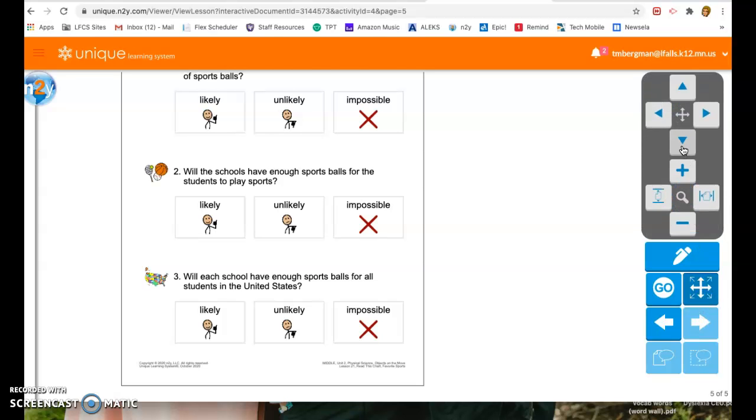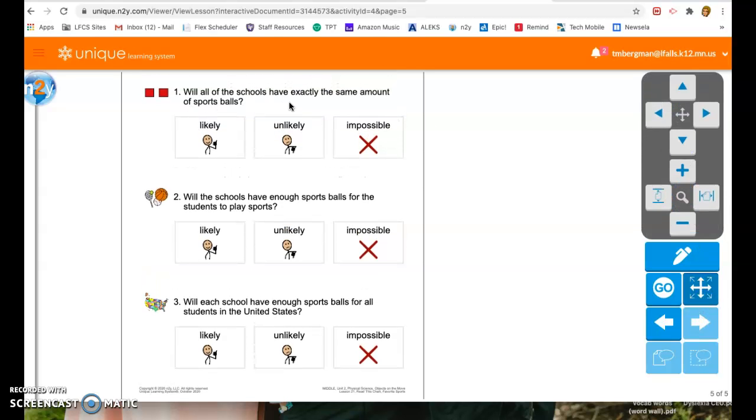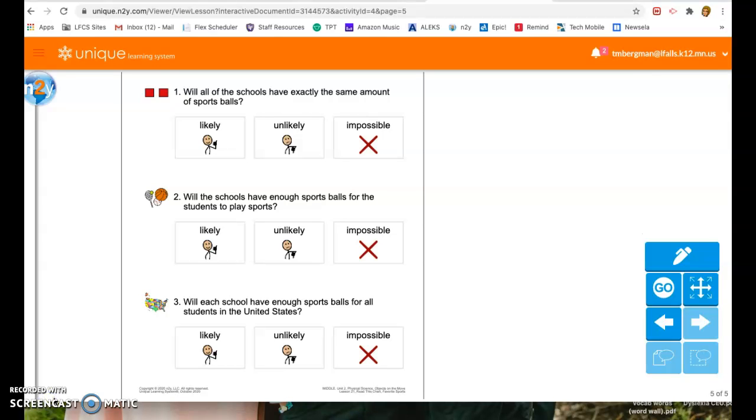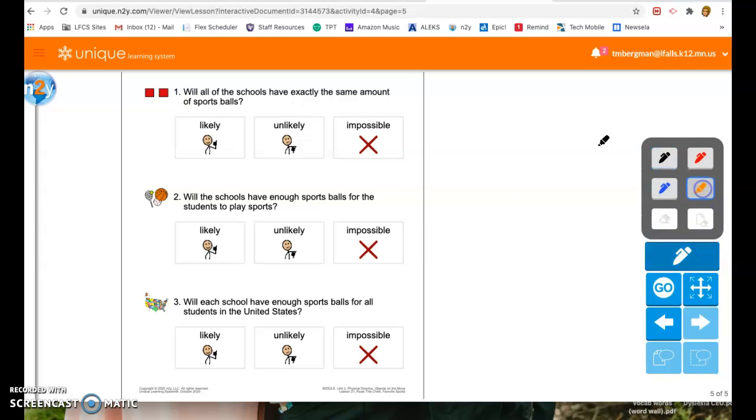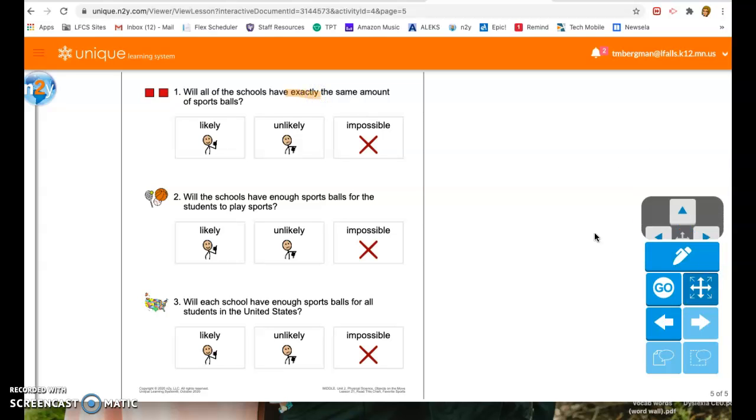We're going to use that number to decide, will all of the schools have exactly the same amount of sports balls? Is it likely, unlikely, or impossible? Do you think they'll have the same amount of sports balls? We're using the data that we just found to figure out these questions. So will they have the same amount, exactly the same? This is a good word right here. Okay, so exactly. So do you think all the schools will have exactly the same amount?